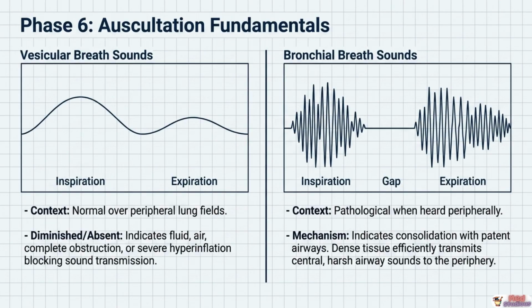The underlying mechanism explaining this finding is elegantly simple. Dense, consolidated tissue efficiently transmits the harsher central airway sounds outward to the periphery, sounds that would normally be filtered out and softened by healthy, air-filled lung tissue before ever reaching the stethoscope.